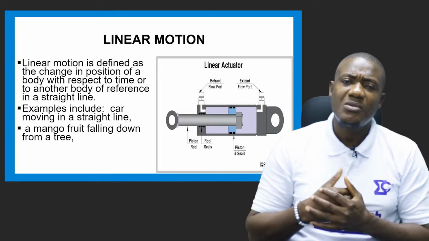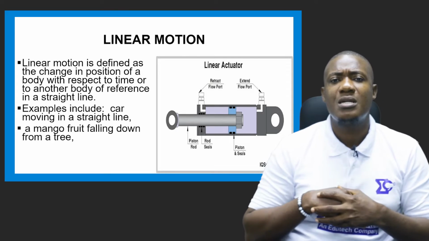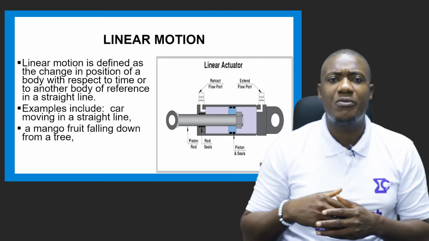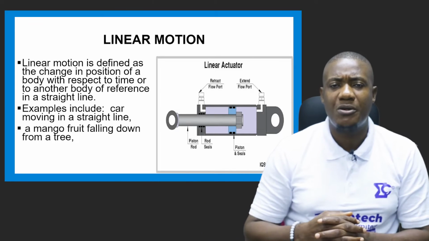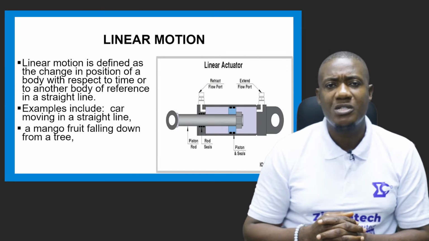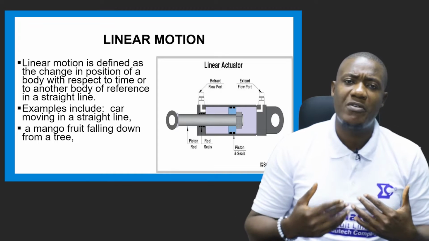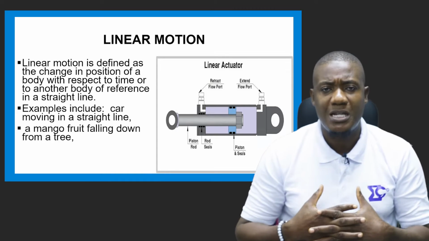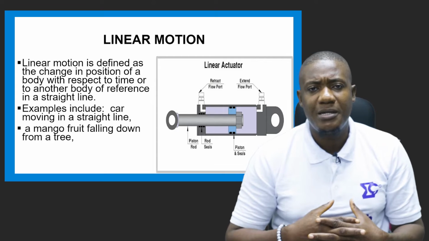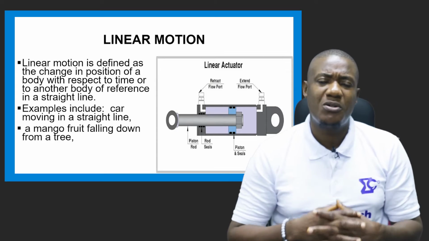And speed is a measure of distance moved by an object in a given time. So if you can determine the distance a body covered in a given time, you have actually determined the speed of the body.